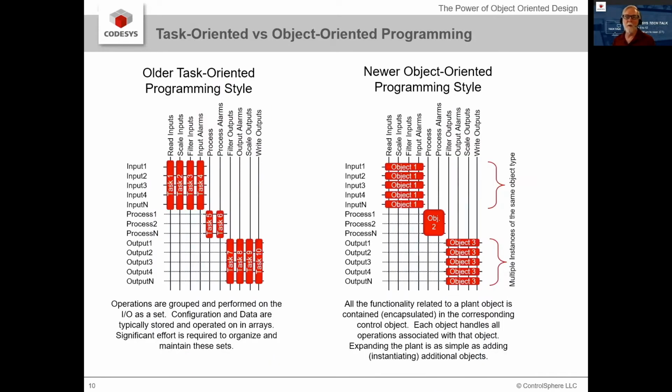Later on, that flat programming technique gave way to a task-based approach, which was made up of a number of programs that each perform a certain slice of the operation. So there would be a program to read the inputs, another program to scale the inputs, another program to filter the inputs, another program to do any alarming, another program to do some control, another program to do this and that. So, a central characteristic of the task-based approach is a number of lists and processes that must be maintained.